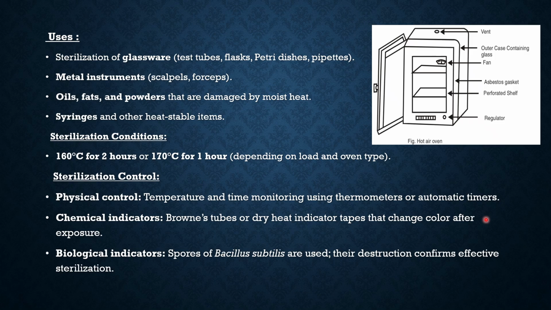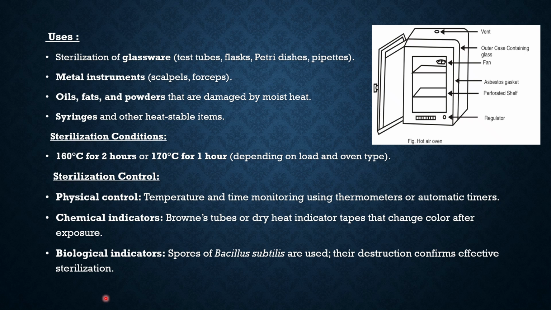So what is this Brown's tube? Brown's tube is a small sealed glass tube which contains a heat sensitive chemical solution. We can insert them in the hot air oven, and they will show a color change when the correct temperature and time has been reached. In a similar way we also have dry heat indicator strips. These are adhesive tapes coated with sensitive chemical dyes, and they also change color when exposed to the required sterilization temperature.